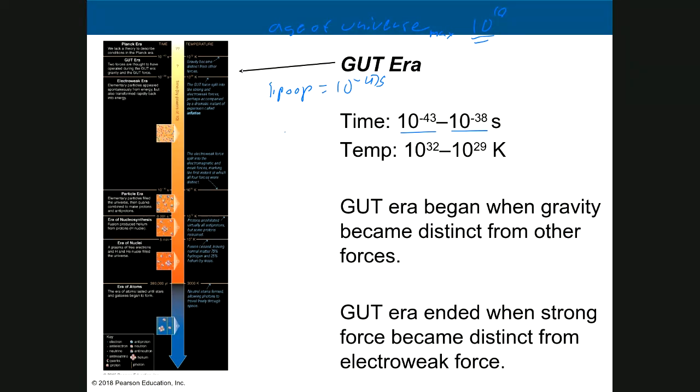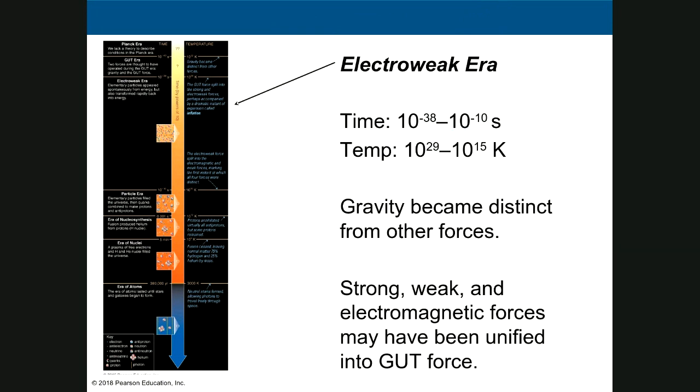So, this is the era where gravity became distinct from the other forces. And the GUT era is defined as when the temperature cooled enough for the strong force to become distinct from the electroweak force. Now, this era, we can't get to the high end of it. We can't investigate 10 to the minus 38 seconds, but you better bet we can look at processes at 10 to the minus 10 seconds. And in fact, the lowest time scale humans can investigate now is approximately 10 to the minus 17 seconds, or 10 attoseconds, all right? So 10 to the minus 17 is about the limit of what we can do.